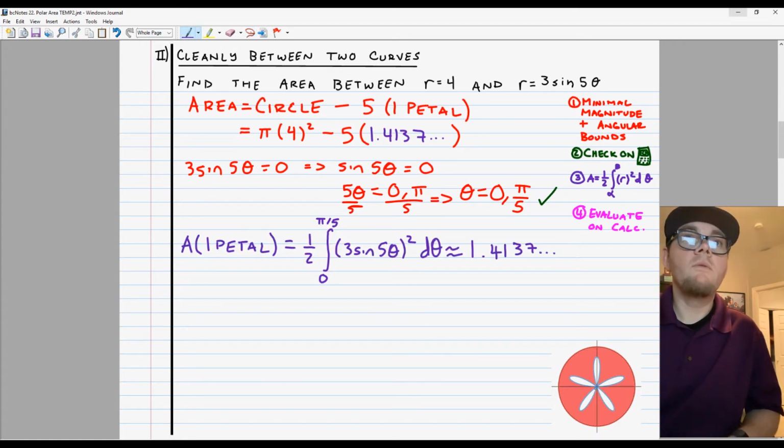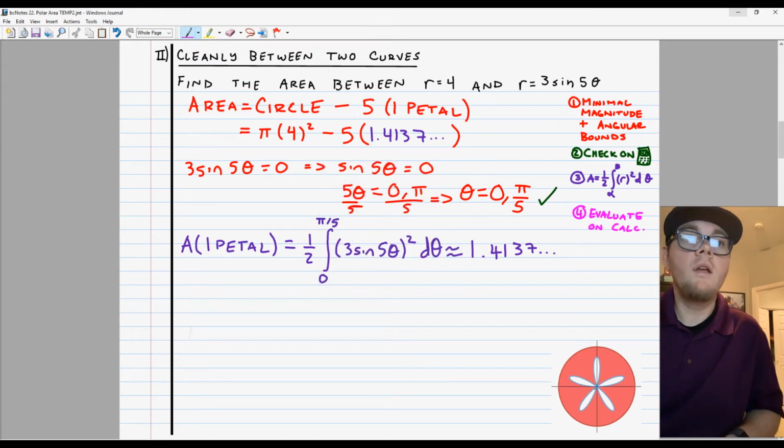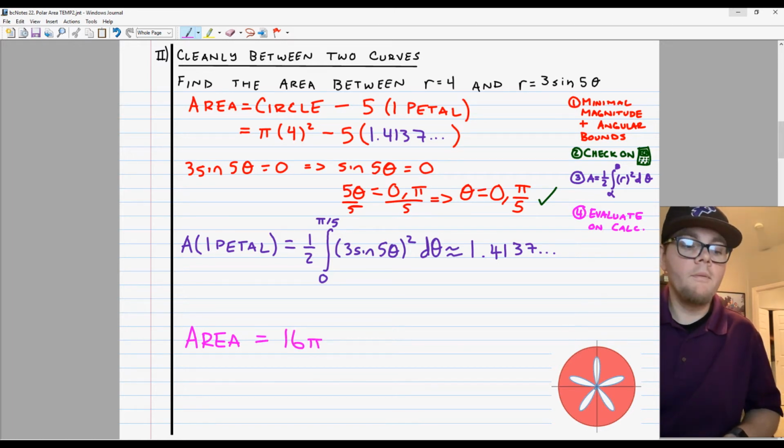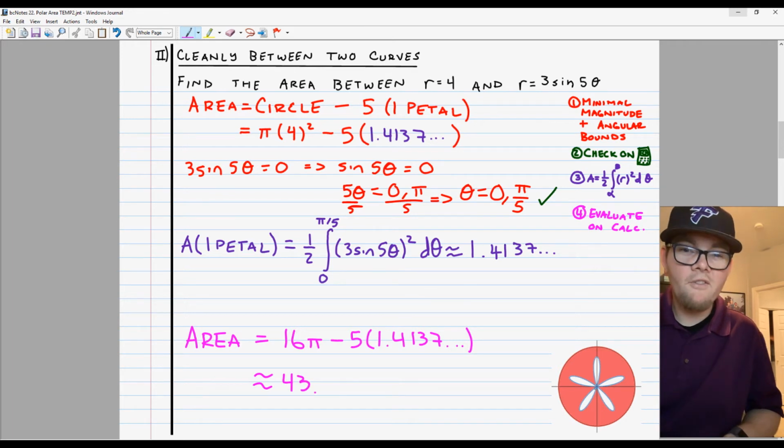So basically what we've got is our individual petal area. We already knew the area of the circle. So if we go back to the original piece we were trying to calculate, or actually let's go to the evaluation. The area of the region we desire is going to be equal to 16 pi, for the pi 4 squared, and then it's going to be minus 5 times that thing as we wrote up at the very top. And if we simplify those pieces, it's going to be approximately equal to a very unsatisfying 43.197. Again, that's our area rounded to the nearest thousandth.